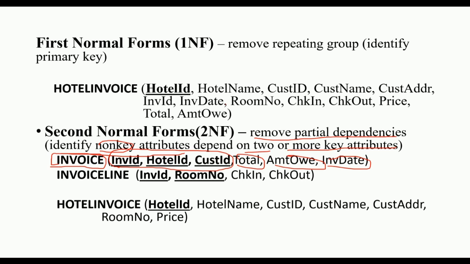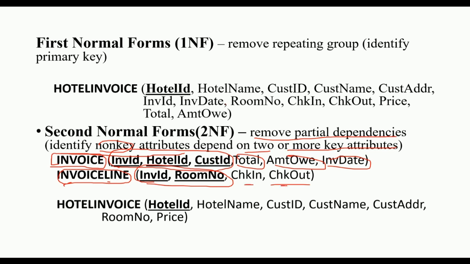We need to know the total amount and invoice date, this amount owed, for example, for what are the details? So that's why we have the invoice line here, or you can give invoice line or invoice detail as the name of the relation, and therefore we look into the invoice detail. The invoice detail will have the invoice ID and room number, the check in and the check out, right? So the amount owed, the total, depends on what the details are. So we have the invoice line.